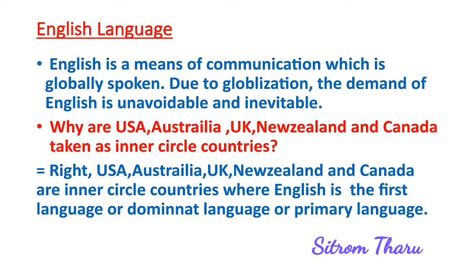Now, let's discuss the English language. As we all know, English is a means of communication which is globally spoken. Due to globalization, the demand for English is unavoidable and inevitable. So my dear students, I have one question here. Why are USA, Australia, UK, New Zealand and Canada taken as inner circle countries? Right, USA, Australia, UK, New Zealand and Canada are inner circle countries where English is the first language, or dominant language, or primary language.